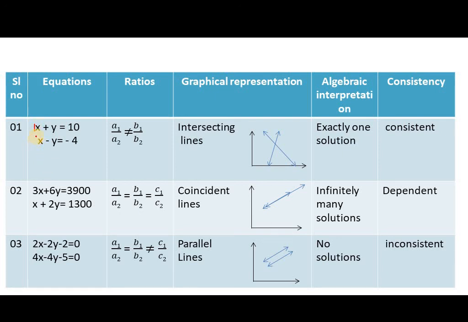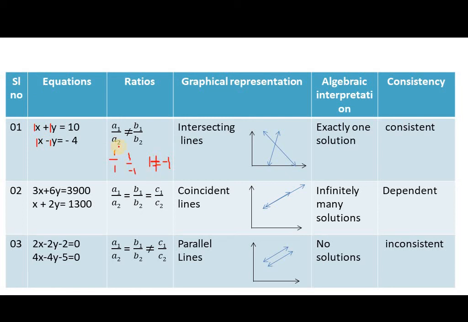Here a1 is 1 and a2 is also 1, and b1 is 1 and b2 is minus 1. So 1 by 1 is 1 and 1 by minus 1 is minus 1. But 1 and minus 1 are not equal.